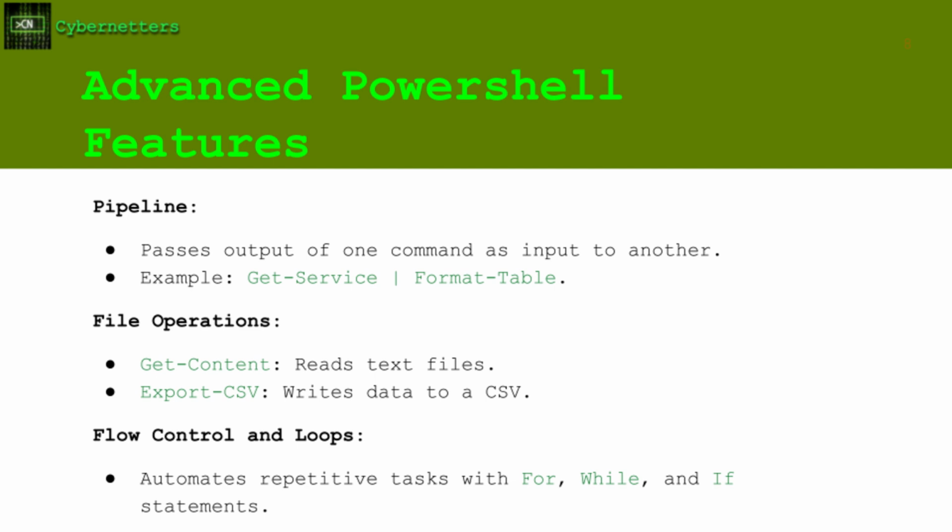And then we have flow controls and loops, which automate repetitive tasks with structures like for loops, which repeat a task a specific number of times, while loops, which run a task as long as the condition is true, and if statements, which execute tasks based on conditions. These features allow you to streamline workflows and handle complex operations efficiently. So which of these advanced features, pipeline, file operations, or loops, do you think would save you the most time in your daily tasks?